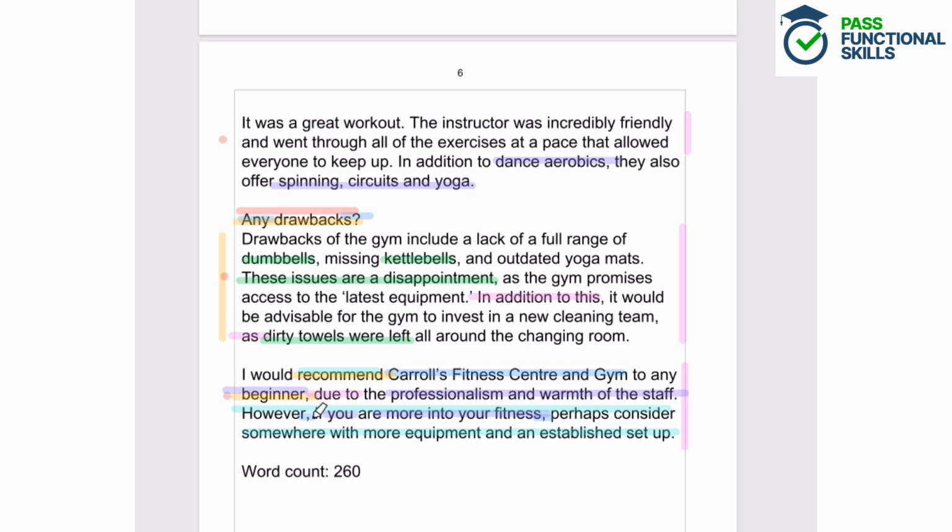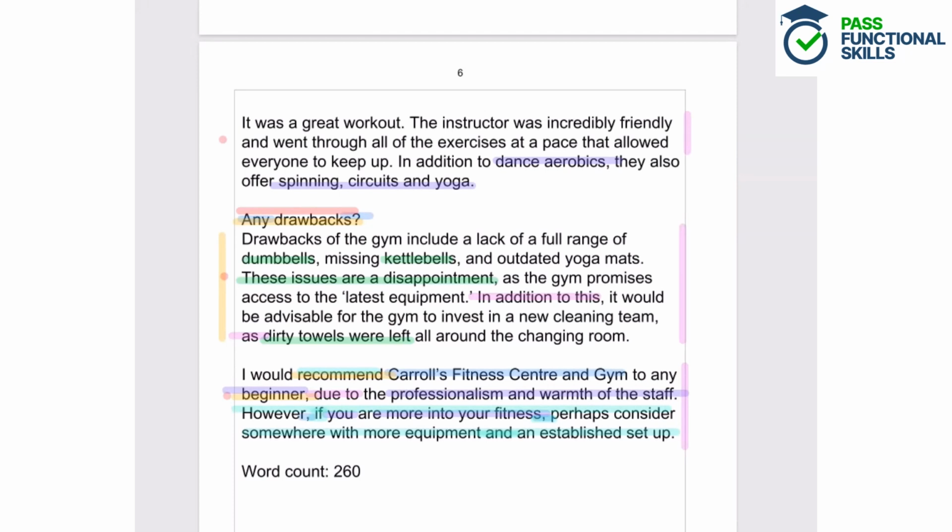So we've got a conditional phrase there saying "if," because we're not sure whether the reader that we are addressing is more into their fitness or not. And then we've used another comma to separate this clause, this idea, from the rest of the text. And then "perhaps consider somewhere with more equipment." And then we have a connective word "and" to add some additional information, saying "and an established setup." So make sure that you're using commas and connective words within your sentences to join up your different ideas and create contrasts and additions within your answers.